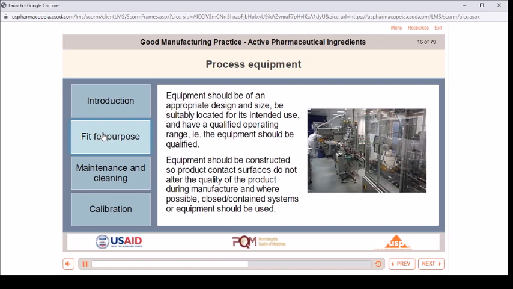Equipment should be constructed so product contact surfaces do not alter the quality of the product during manufacture, and where possible, closed/contained systems or equipment should be used.